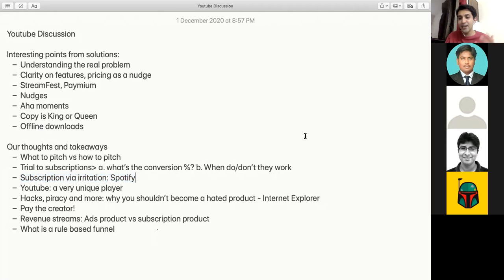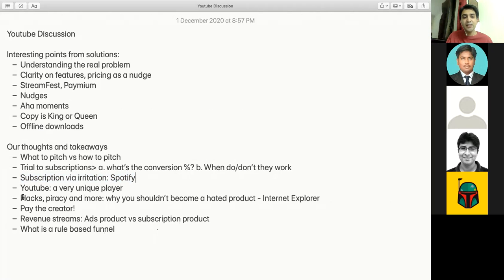Maybe they don't have the ad network leverage that others have, but they are trying to sell premium if you use Spotify by putting a very irritating ad, right? It's so irritating that you're like, "I'd pay 100 rupees just to shut this off." I'd say don't build that kind of a product. Don't build that kind of a nudge ever.